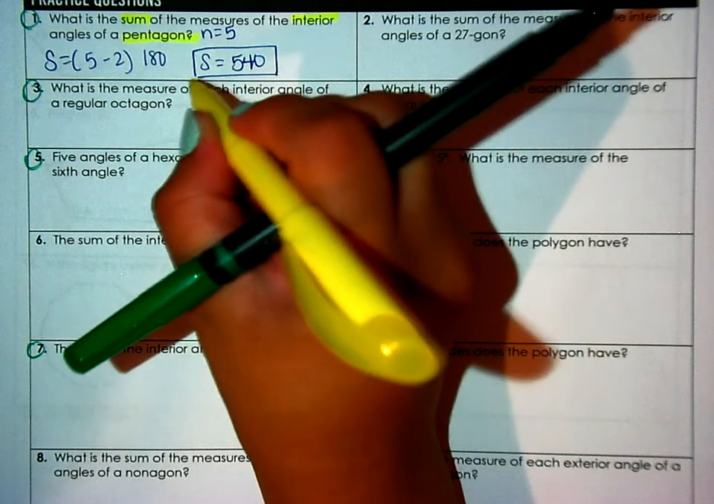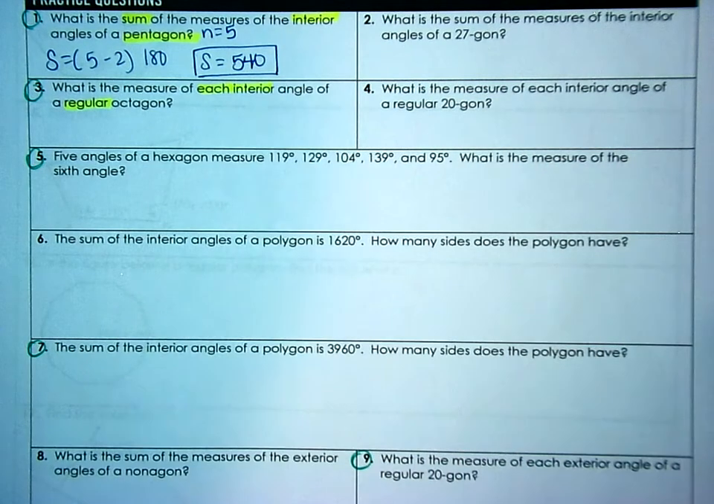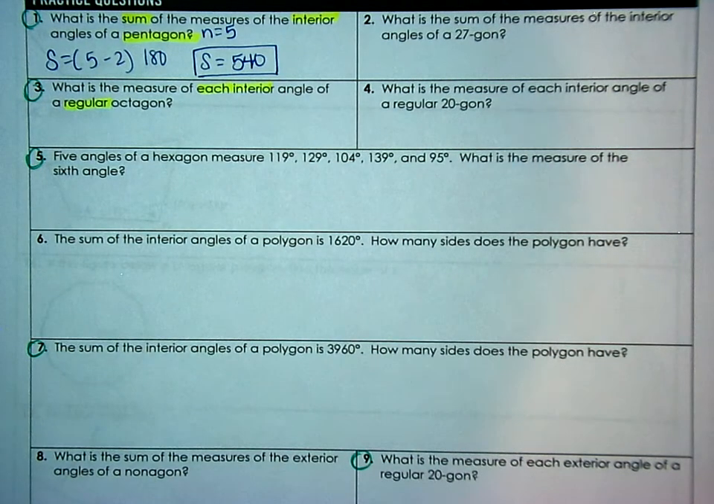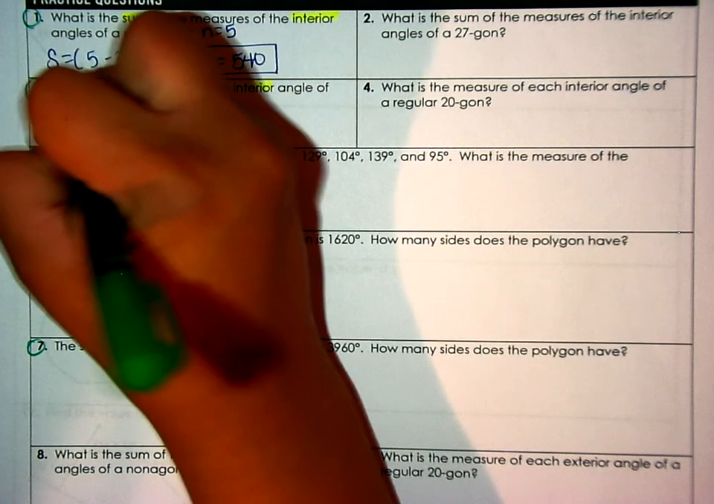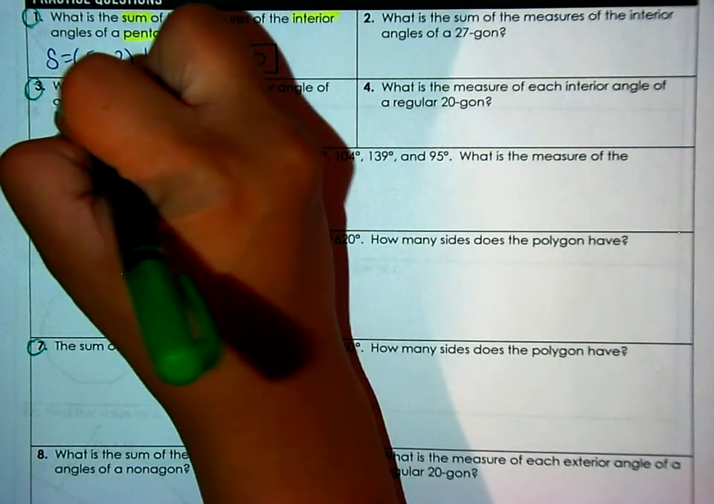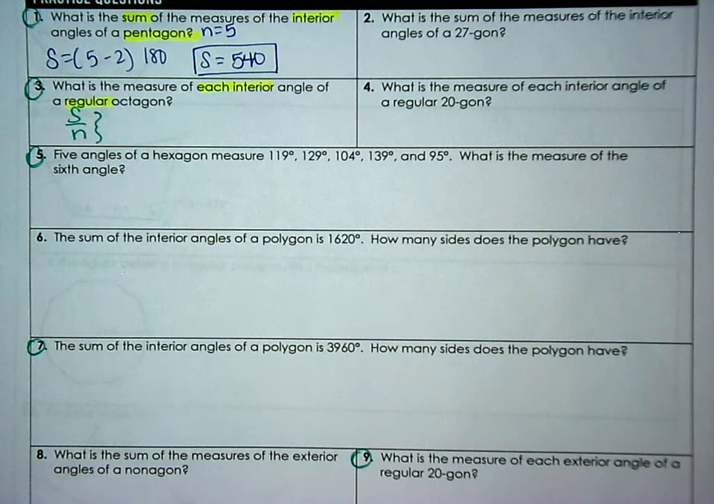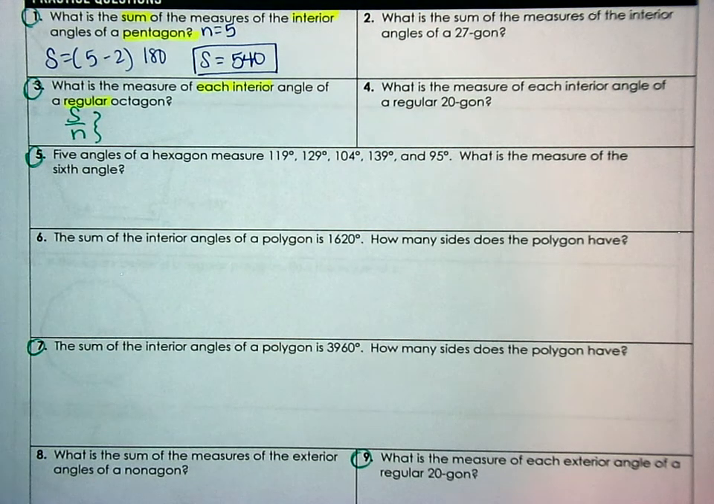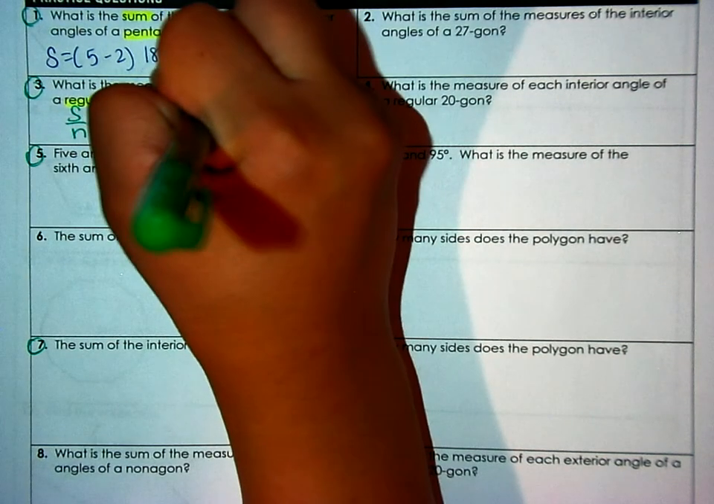So it says each, it says interior, and it says regular. I go up to the top, I find where it says interior angle, I find where it says regular, and I get this formula, S over n. So I'm actually going to use the formula I just used, but then I'm going to go back and divide it by the number of sides. Now the word is octagon. Octagon means it has 8 sides.